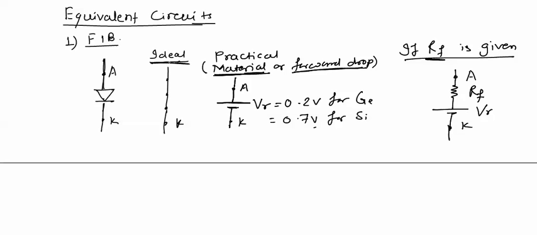If diode is ideal, it will be replaced with a short circuit, and if it is a practical diode, it will be replaced with a battery with cut-in voltage, and if forward resistance is given, it will be replaced with series combination of forward resistance RF and cut-in voltage V gamma. The value of this resistance will be low.